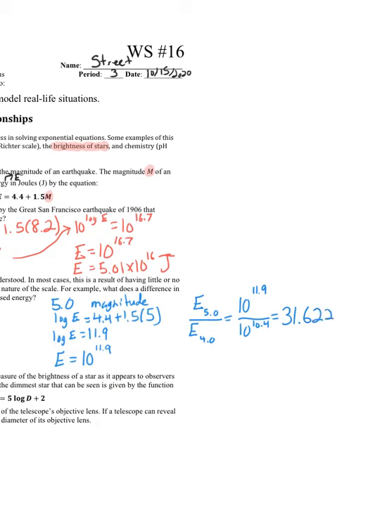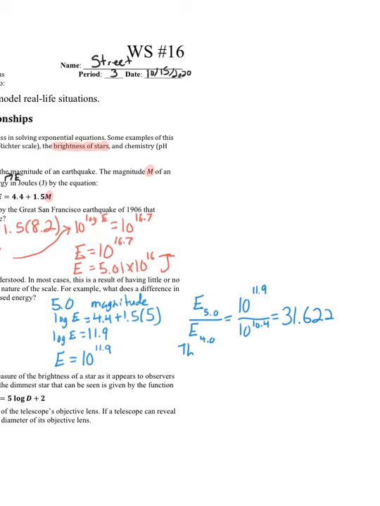And that number might not mean anything to you, but the trick with these real world problems is trying to figure out what that means. So we're dividing the strength of one earthquake by the strength of another, the energy of one earthquake divided by the energy of another. So for this one, we're saying this is 31 times stronger.